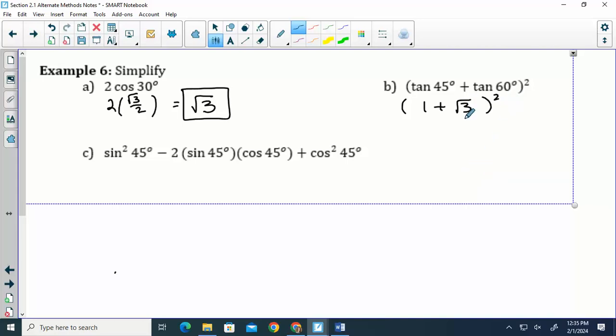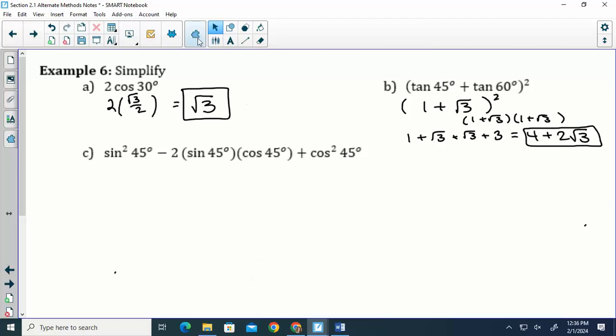You have to write it twice in FOIL. So 1 times 1 is 1. Plus radical 3. Plus radical 3. Plus the square root of 9, which is 3. Add like terms, 1 plus 3 is 4, radical 3 plus radical 3 is 2 radical 3. I don't want decimals. We're doing everything with radicals as much as possible.